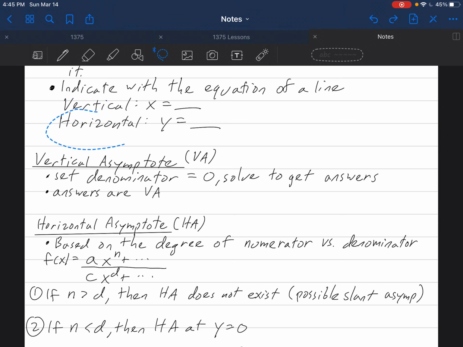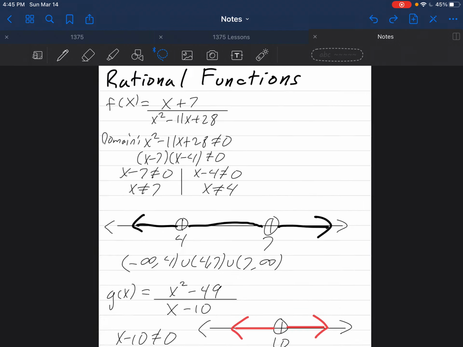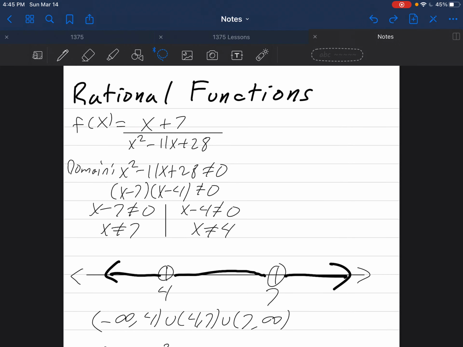So the other type of asymptote is a horizontal asymptote. A horizontal asymptote is identified based on the degree of the numerator versus the degree of the denominator. Basically, you're looking at the leading terms of the numerator and denominator. Think of it as two separate polynomials: x plus 7 is one polynomial, x squared minus 11x plus 28 is another. This one has a degree of 1 on the numerator, and this has a degree of 2 on the denominator.